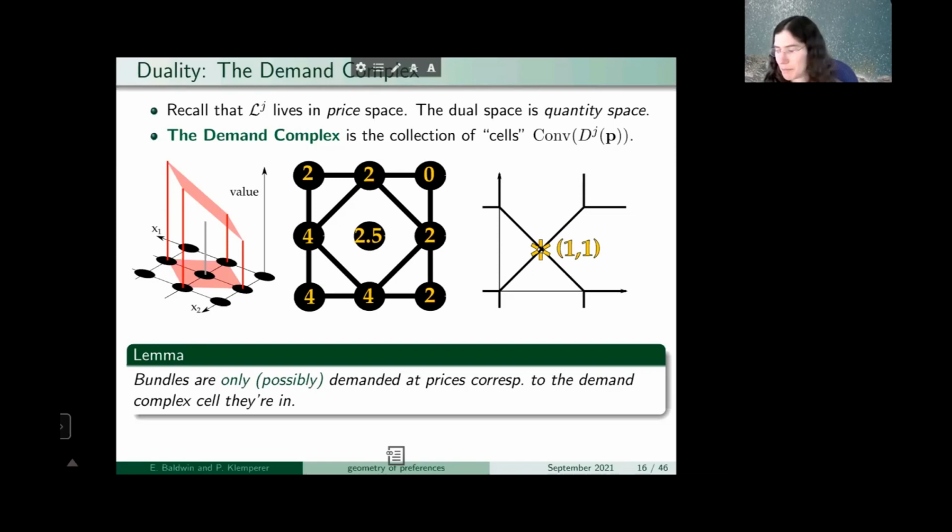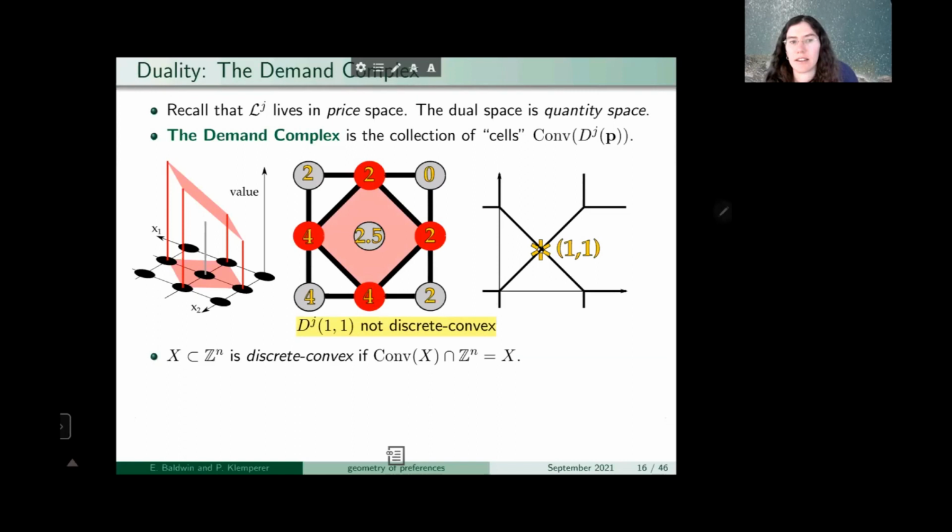We agree that this bundle in the middle here is only going to be demanded if the thing happens to be nicely behaved, nice and linear across this square, this region in the demand set it's in. And in this particular case, it isn't. And that tells us that the demand set at this price is not what we call discrete convex. Discrete convex is just what you would think it would be if you tried to define convexity in a discrete setting. A set is discrete convex if when you take its convex hull and then just look at the integer points, that's what you started with. So this red set isn't.